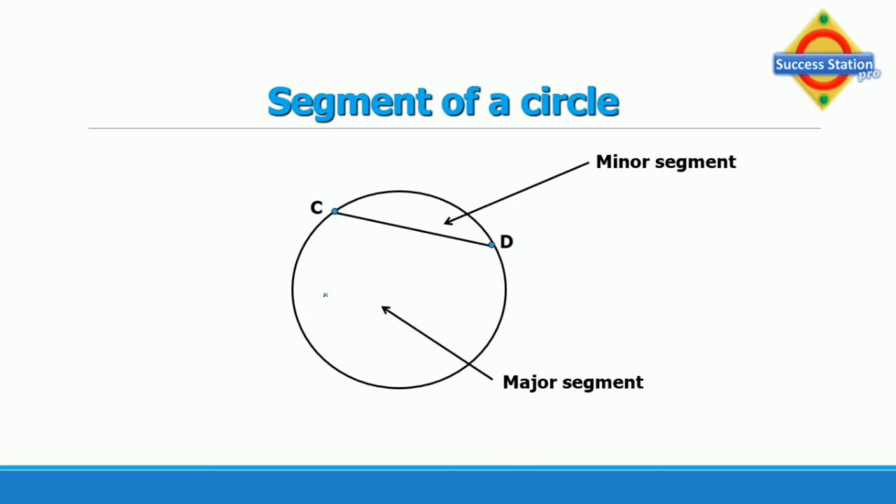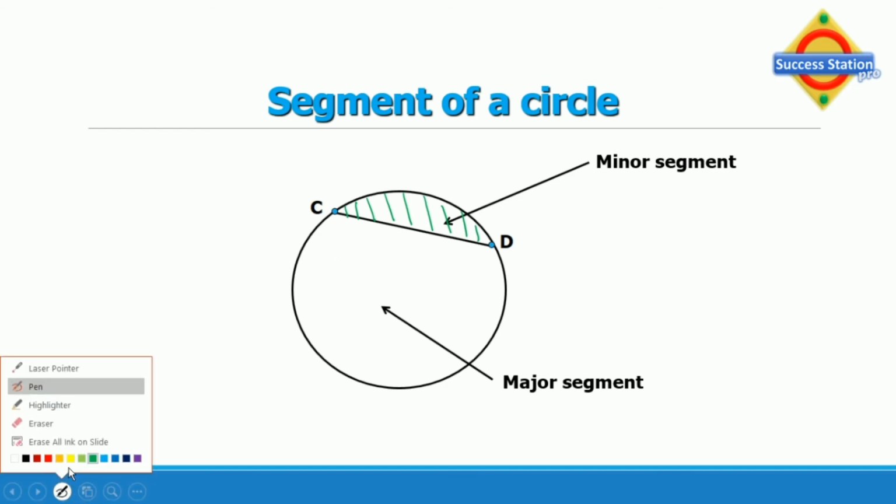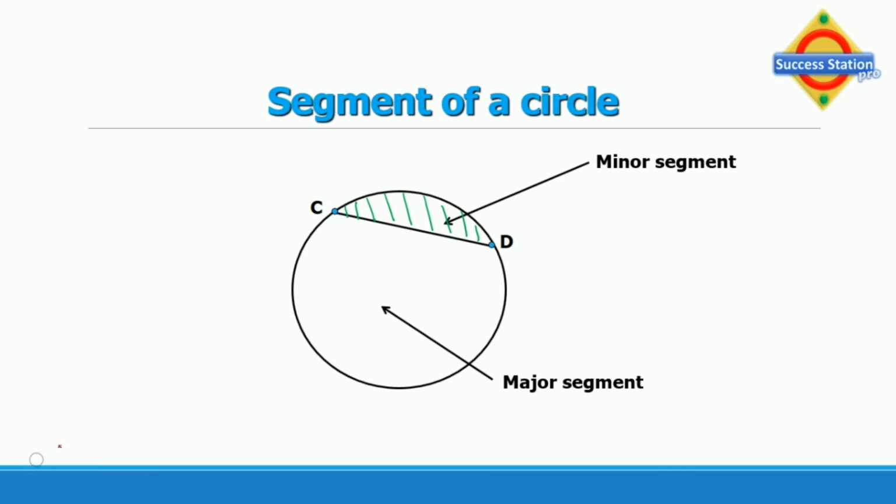Now as you saw that CD is a chord, now CD divides the circle into two parts. You can see this is one part, right? And this is another part. I should paint it with another color. Okay, this is another part.